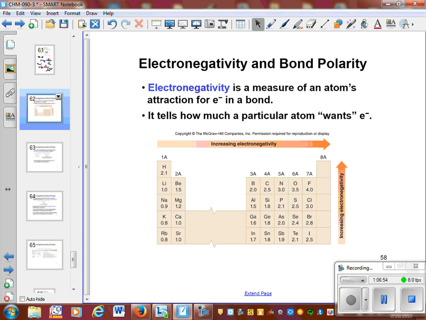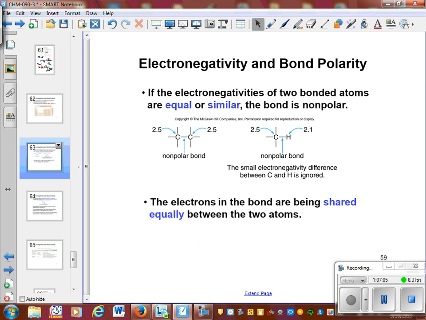If you have a bond with two of the same atoms attached, it's nonpolar because they're both competing for that shared pair of electrons. They're both pulling with the same force. There's no polarity. Or even if it's slightly different, 2.5 and 2.1 is considered nonpolar. If you get a big difference in electronegativity, you get a polar covalent bond, or what's called a dipole.